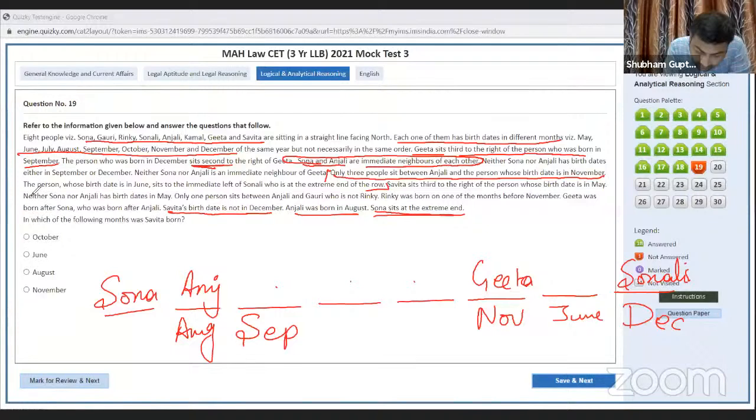Now, if I read again, the person whose birth date is in June. Savita sits 3rd place to the person born in May. So now think about it. Where could Savita sit? If this person is born in May, here Savita would sit, but she is not born in May. These 2 places are already gone. If here comes May, the 3rd place would be here. So these are the only 2 possibilities. So this would be May, this would be Savita. Correct? So this is Savita, this is Sonali.